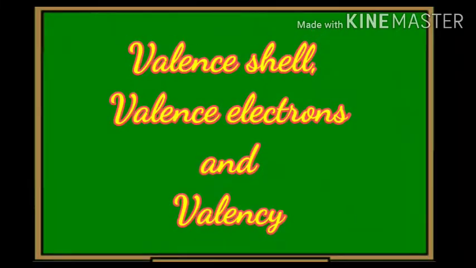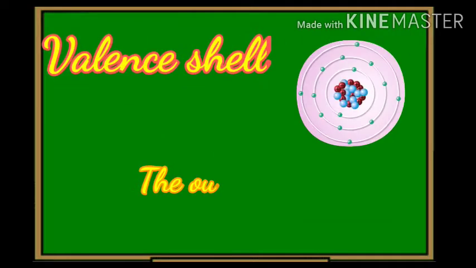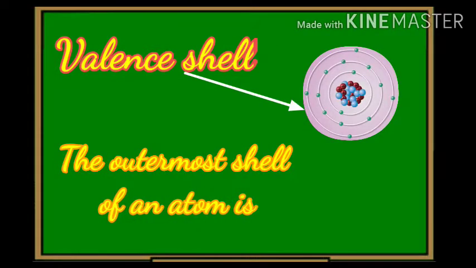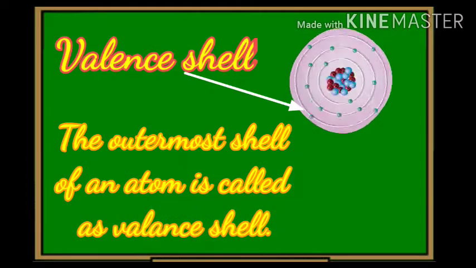Let us learn the concept of valence shell, valence electrons and valency. Valence shell. The outermost shell of an atom is known as the valence shell or valence orbit.